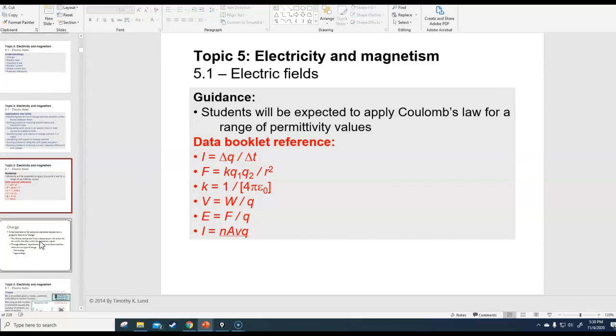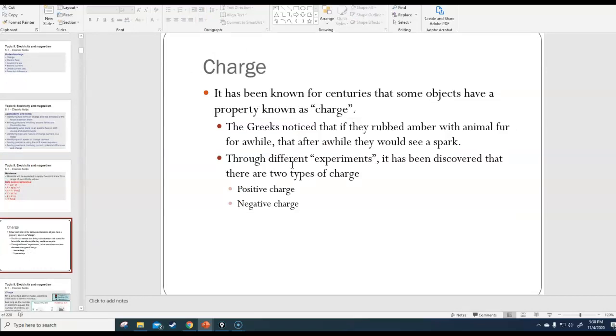Okay, so in this video, we're going to start off pretty simple, and we're going to start with this concept of charge. This is where the notes begin. Some of this you might have heard already in the Walter Lewin video, but it's been known for centuries that some objects have a property which we call charge.